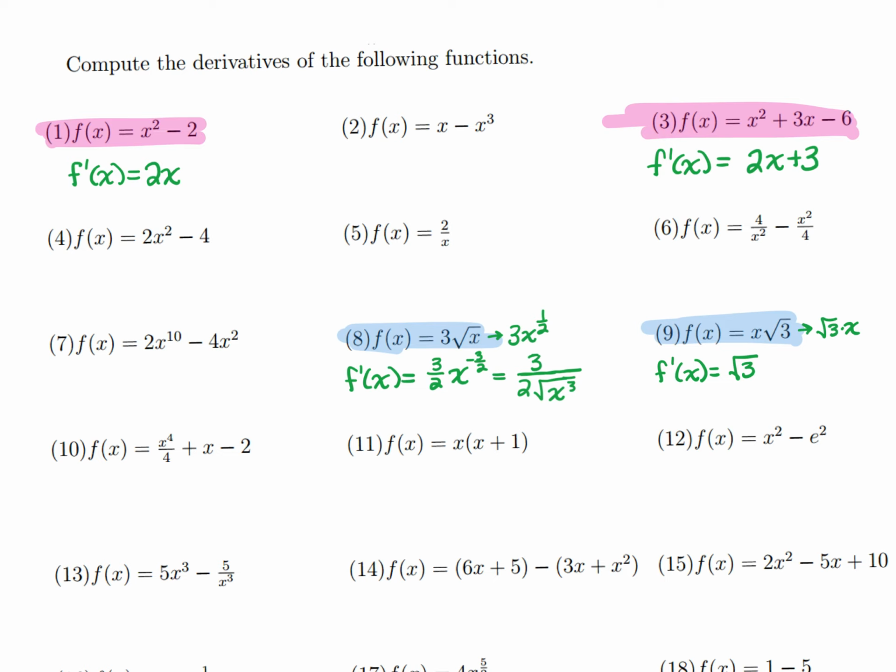On 9, it's a little tricky because there's a power of 1 on x here. So when we multiply the 1 times the coefficient of our x, which is radical 3, we get 1 times radical 3 is radical 3, and then we'll subtract 1 from the power on x, and we get 0. So this one's a little tricky. It's actually a linear function. It's just written kind of funny.